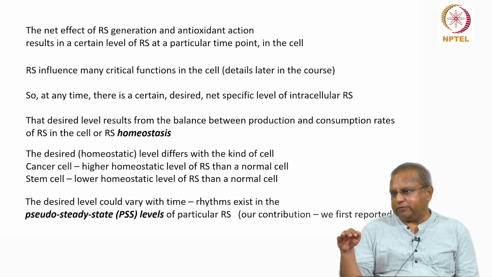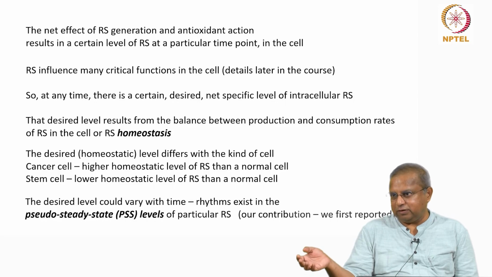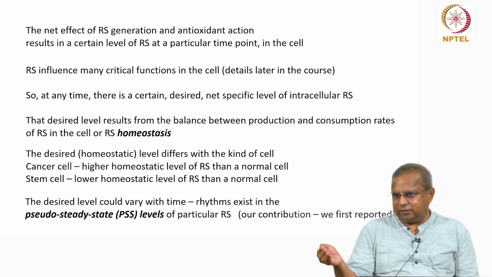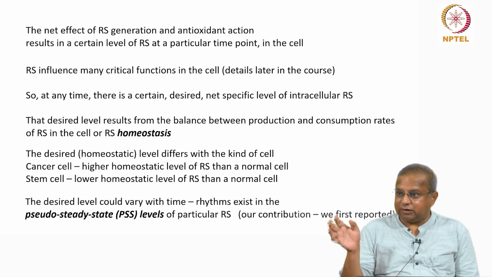In the normal course of events, at a certain point in time, there is a certain desired level of reactive species needed in the cell, because reactive species play an important role in cell signaling. We won't go into too much detail, but we take a look at some principles in chapter number 4, in a few weeks from now. So for essential functions of the cell, a certain level of reactive species is required.